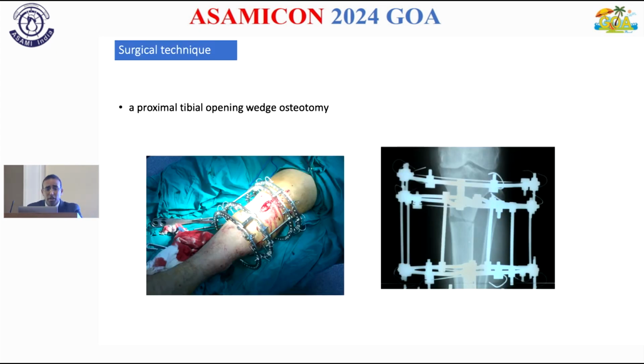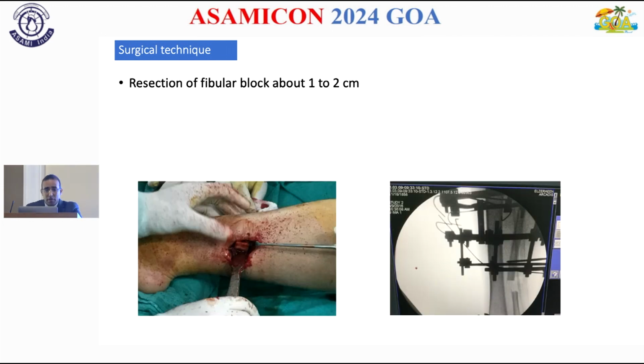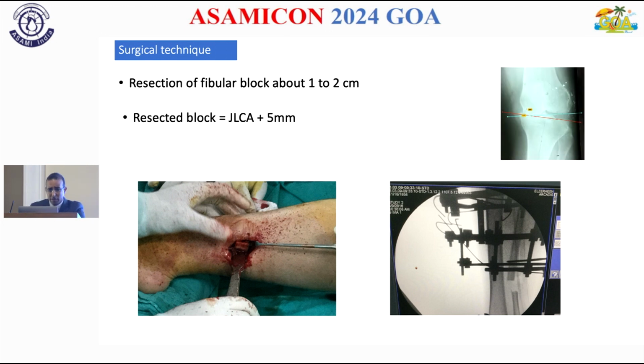The surgical technique: we did a high tibial osteotomy, an open wedge high tibial osteotomy, not a closing wedge, after applying a construct of 1 ring or 1.5/8 ring proximally and 1 or 2 rings in the middle segment of the tibia. Then resection of the fibular block about 1 to 2 centimeters from the middle of the fibula, and the amount of resection is determined according to the joint line convergence angle plus 5 millimeters.